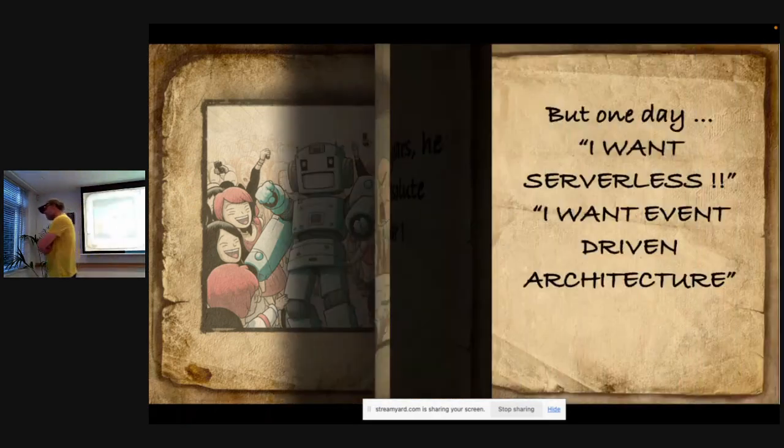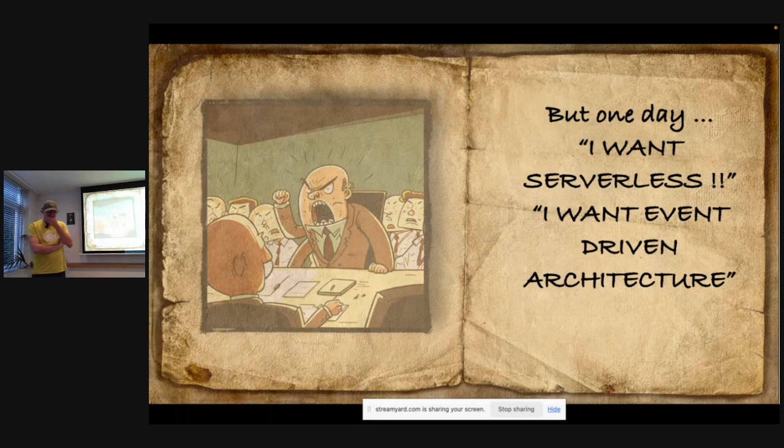but one day, he lives really near the boss. Bob lives in the server room, of course, and he hears the CEO say, "I want serverless. I want event-driven architecture." And Bob was thinking, "Hey, I don't really understand those words, and I have heard them sometimes, but I have no idea what it is. But my boss wants this."